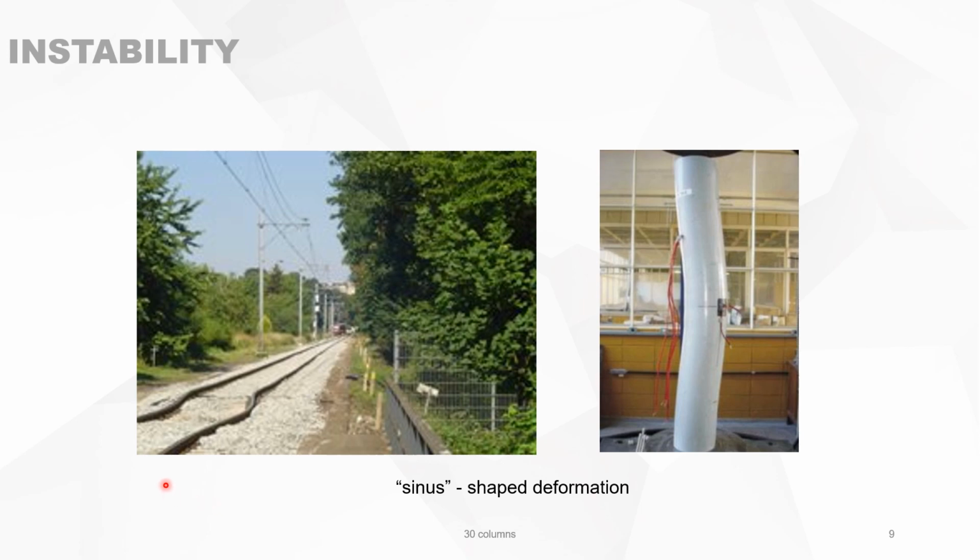You see the problem arising with rails, for instance. When the temperature rises, there is a compression force in the rails, and those rails can fail by buckling out, and the shape that they have can be regarded as a sine form. Even in the lab, when you load a column vertically, then at failure, when the buckling force is obtained, the deformation has the shape of a sine.